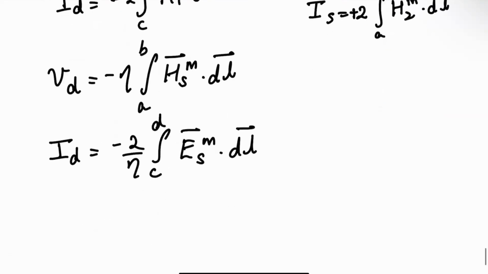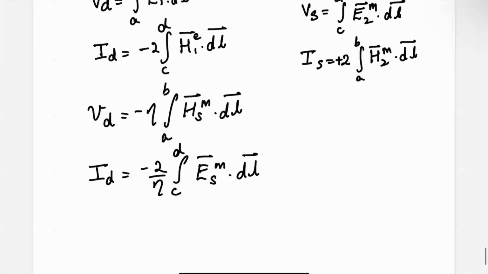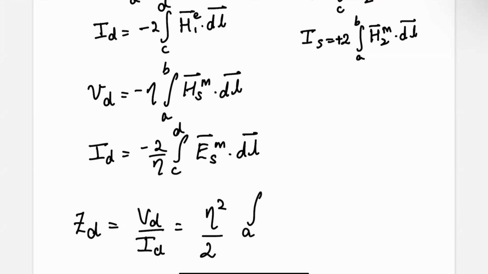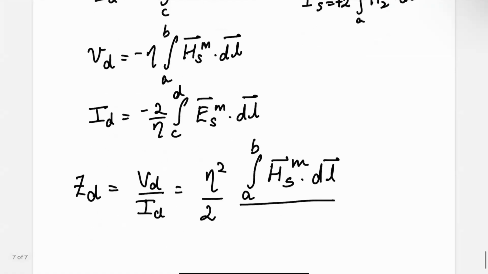All right. So now you can kind of see where this is going. So we see that this is related to this. This is somehow related to this. Right. So if I take Z_D, that's nothing but V_D over I_D. That's eta squared over 2 times integral A to B H_SM dot dl divided by integral C to D E_SM dot dl.